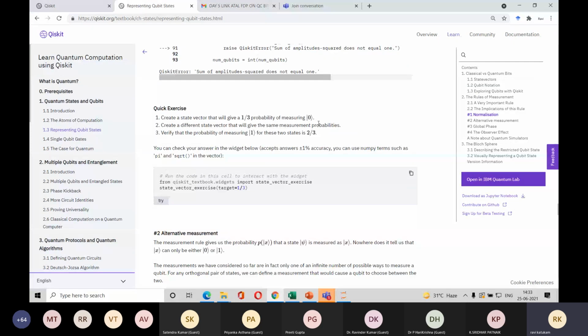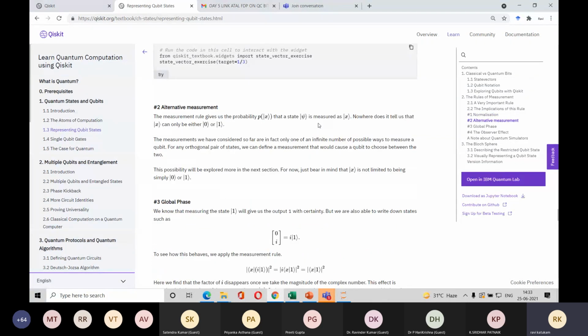To put it in simple terms, the coefficients of any quantum system, if you take a two qubit system, what you have is 00, 01, 10, 11. So these four states and their coefficients, when you square them up, they should add up to 1.